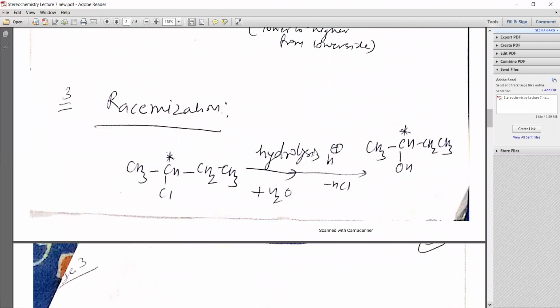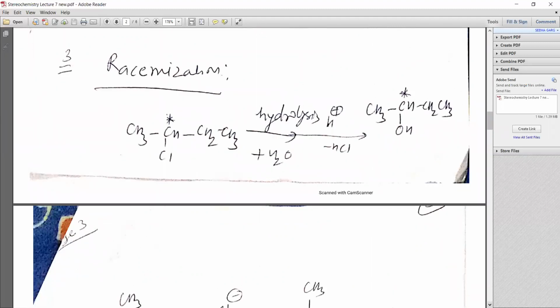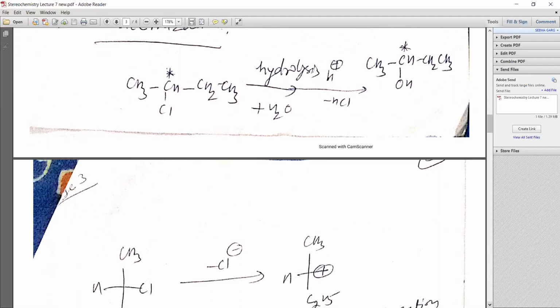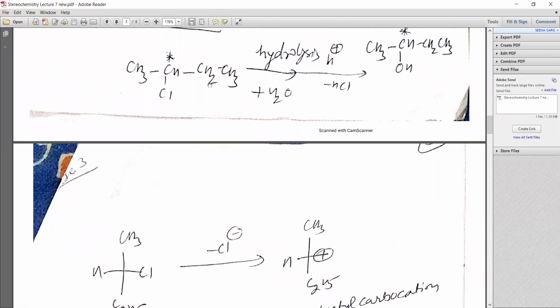Racemization. In racemization, 2-chlorobutane, when it is hydrolyzed in the presence of acid, will give 2-butanol, and here we are getting a mixture of dextro and levo. So it is known as a racemization reaction. Suppose this 2-chlorobutane is only dextrorotatory, but the product 2-butanol is a mixture of dextro and levorotatory, and this reaction is known as racemization.